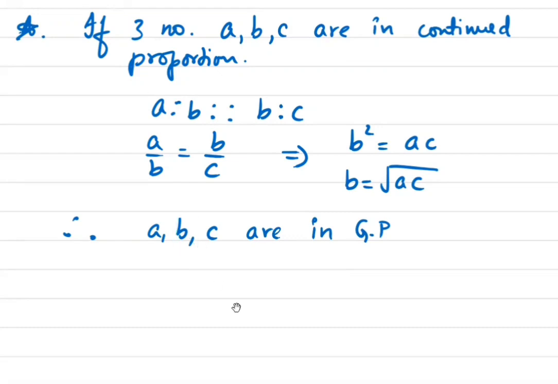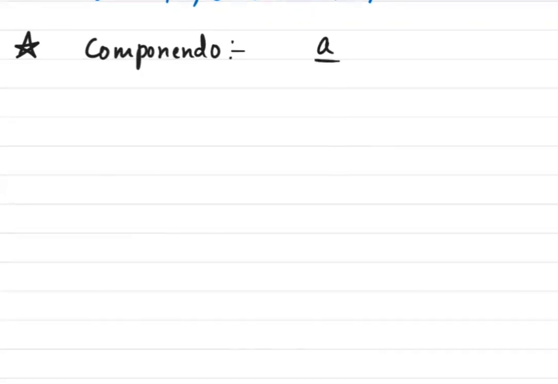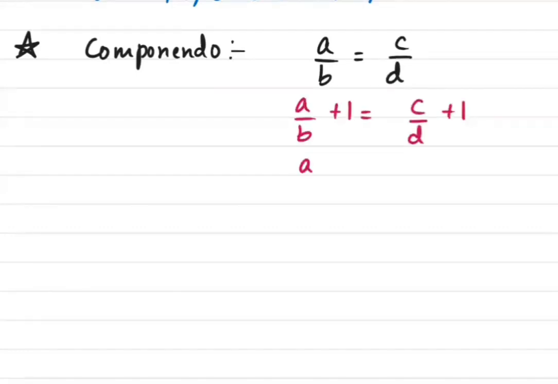Now, next important concept is called componendo. This is very, very important, which usually we don't teach in school. So the name says componendo. What it means is, if two ratios are there such that a by b equals c over d, we can just add 1 to both sides. Can we do this? Yes. Plus 1. So what do we get? a plus b over b, by taking LCM, equals c plus d over d. As the name says, componendo, right? So a plus b, numerator is added to the denominator. This is componendo. Next concept is called dividendo.